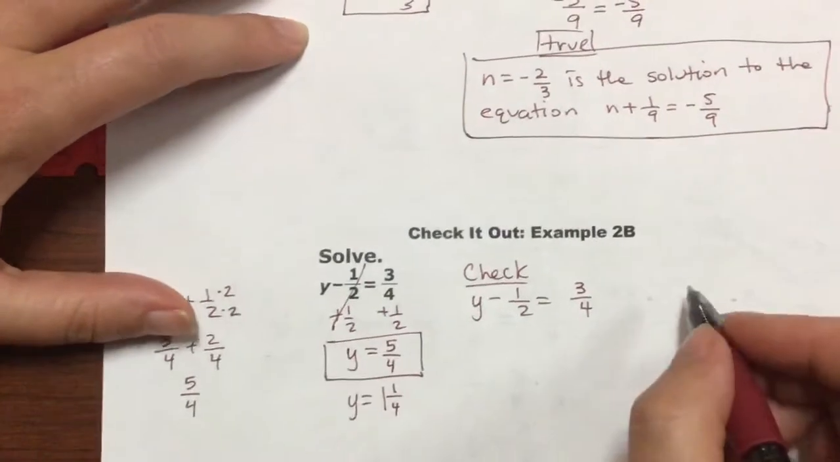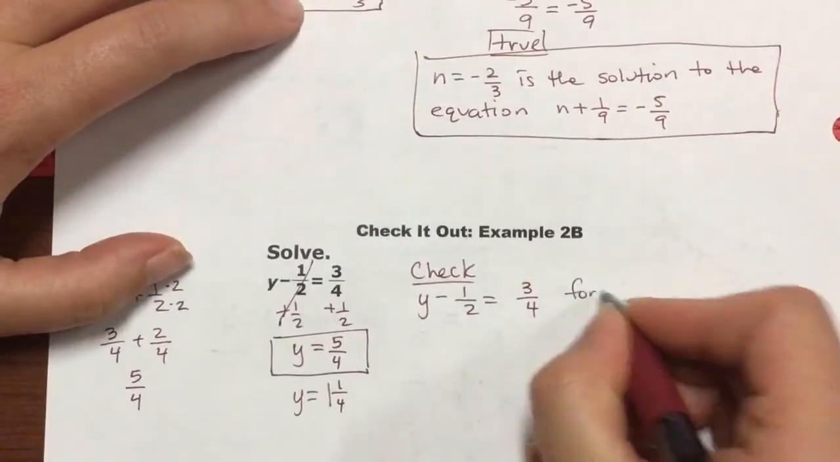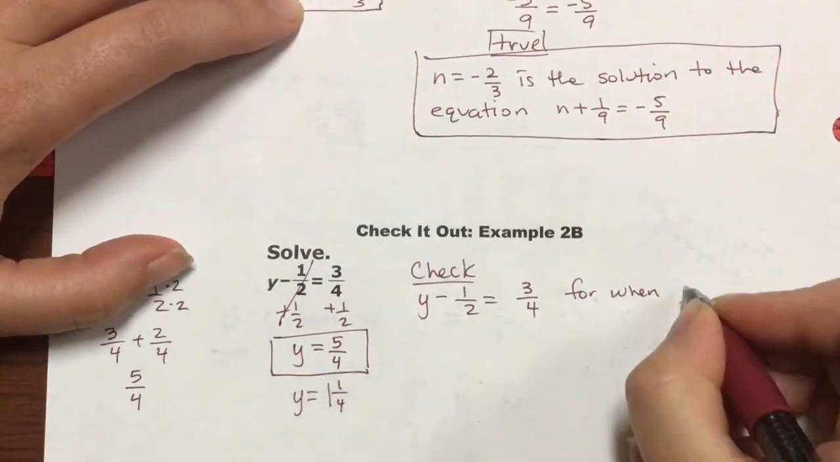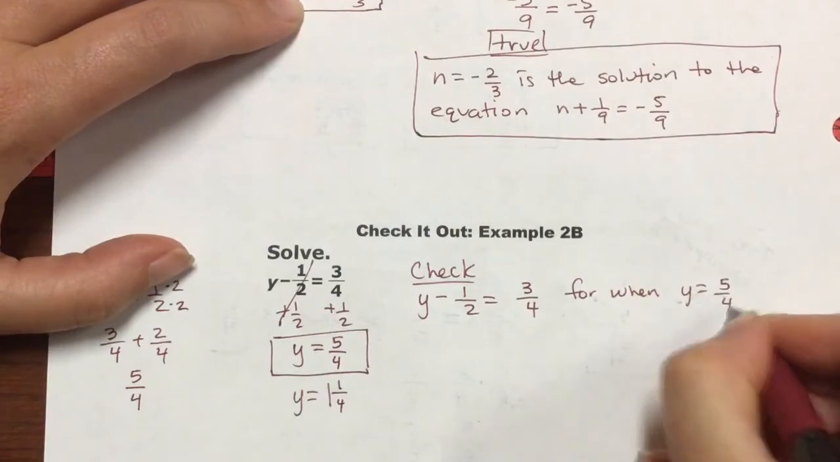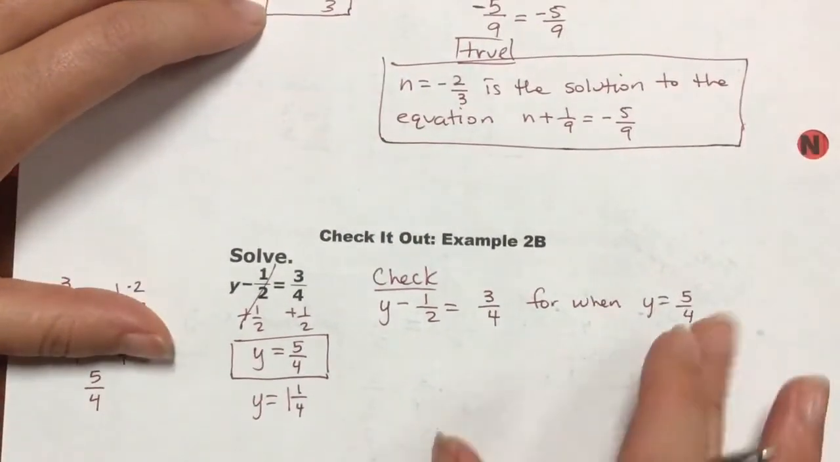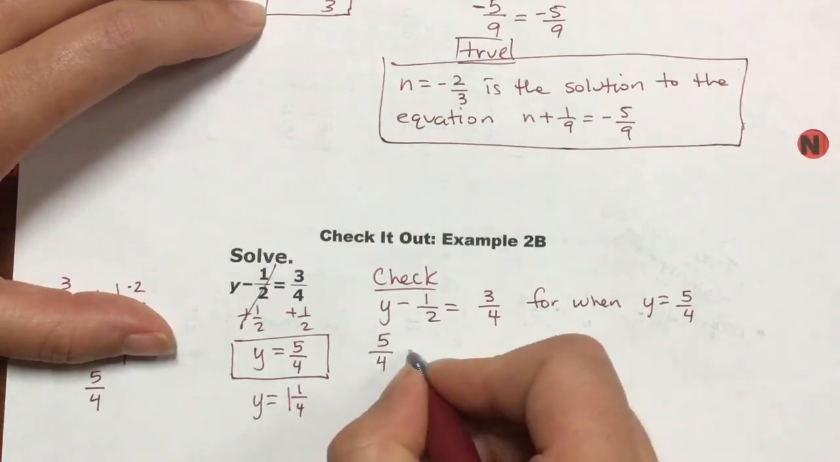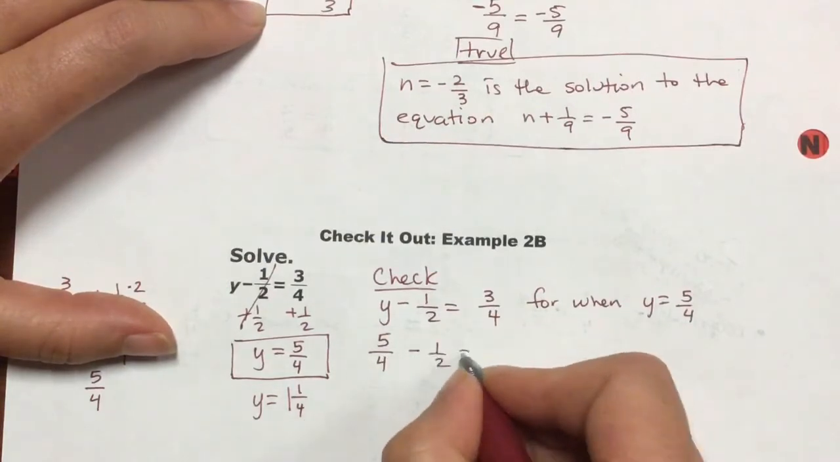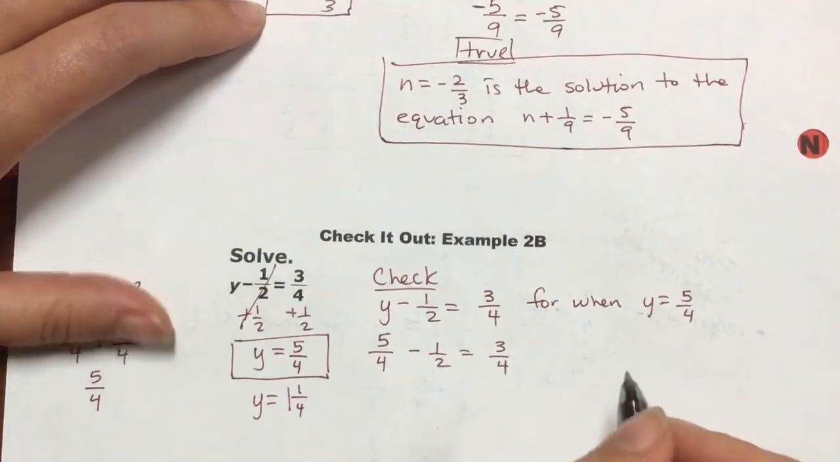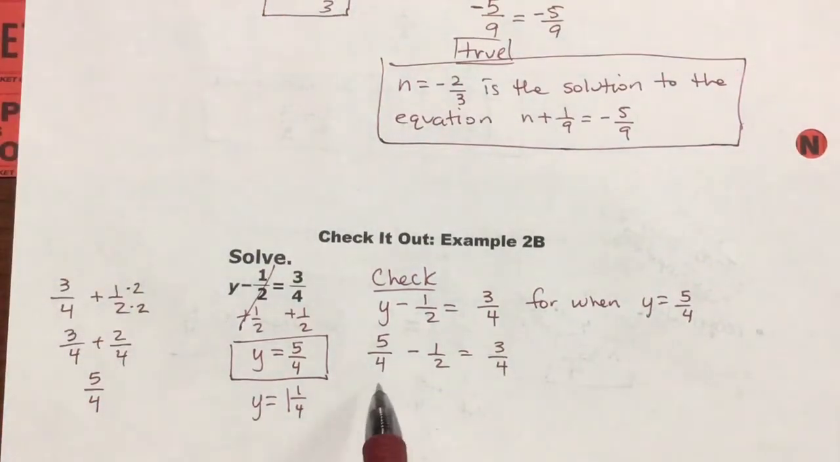And then I am evaluating it for when y equals 5/4. Cool. Let's go ahead and substitute that in for y. So we have 5/4 minus 1/2 equals 3/4. Okay, we need a common denominator. We're subtracting, and whenever you're adding or subtracting fractions, you always need a common denominator.